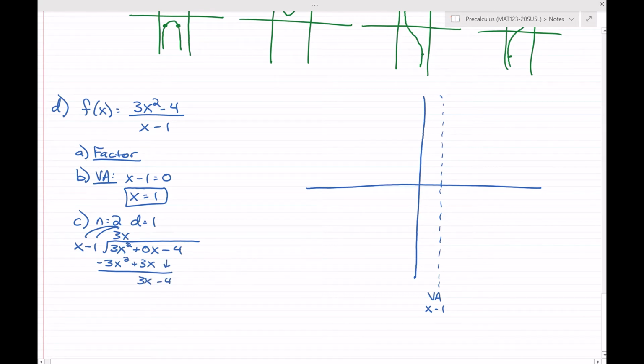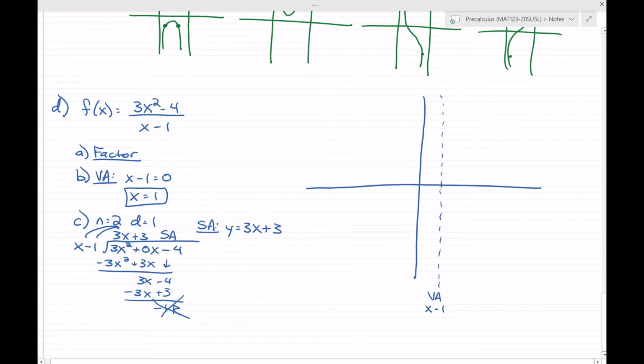And then x times 3 gives us 3x. 3 times negative 1 is negative 3. And if we subtract those, we get a remainder of negative 1. When we're doing this kind of process, we don't care about the remainder when we go to graph rational functions. This is our slant asymptote. So our slant asymptote is going to be y equals 3x plus 3.